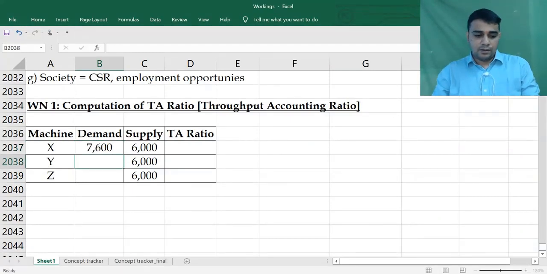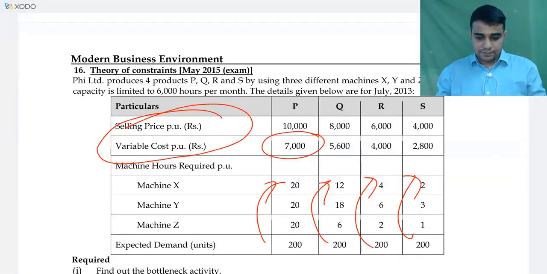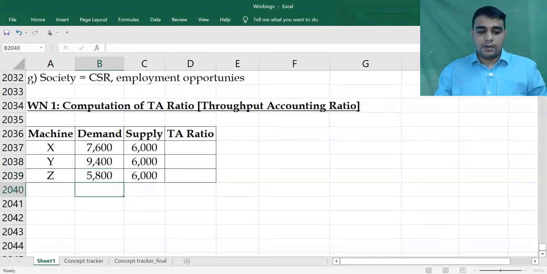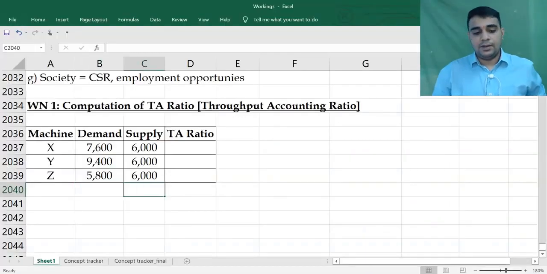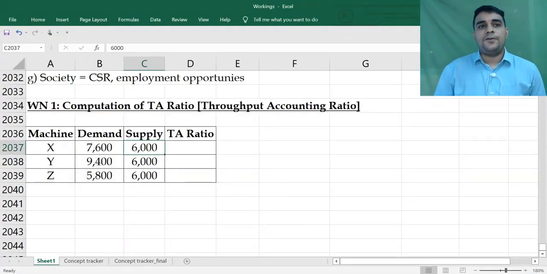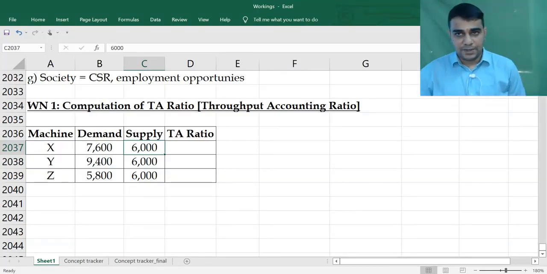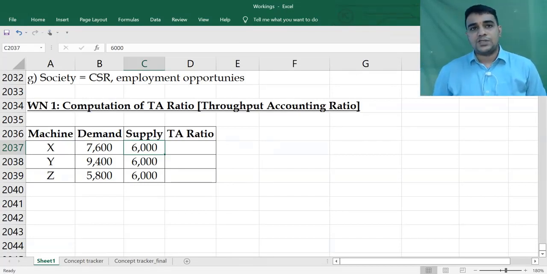That gives 7,600. Machine Y gives 9,400. Machine Z: basically 200 is the common number, so 200 into 20 plus 12 plus 4 plus 2 is 200 into 38, 200 into 47 and 200 into 29. This is the demand for the factors. I need 7,600 hours of machine X, 9,400 hours of machine Y and 5,800 hours of machine Z.